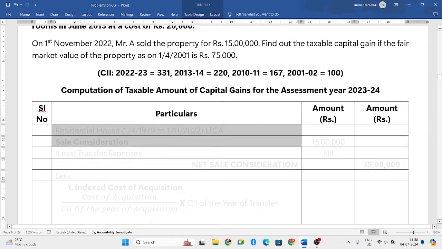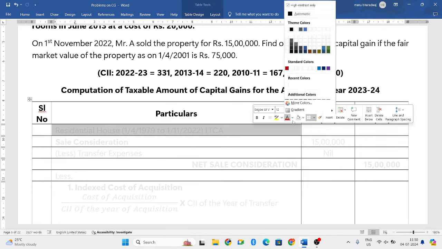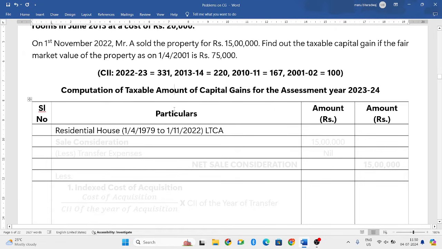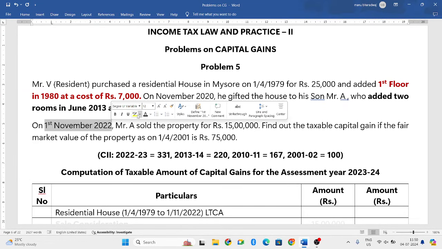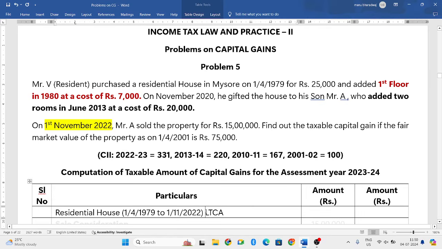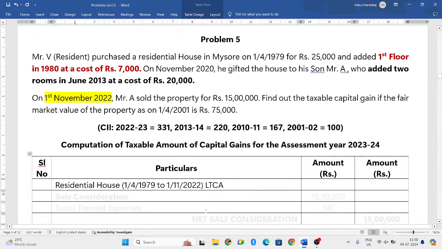So first let us write the basic information. What type of asset is it? It is a residential house. It was first purchased on 1/4/1979 and Mr. A sold the property on 1st November 2022. So this will be your selling date. According to the rules it should be held for more than 2 years to be called LTCA. Here the asset has been held for more than 2 years, so it is known as LTCA.